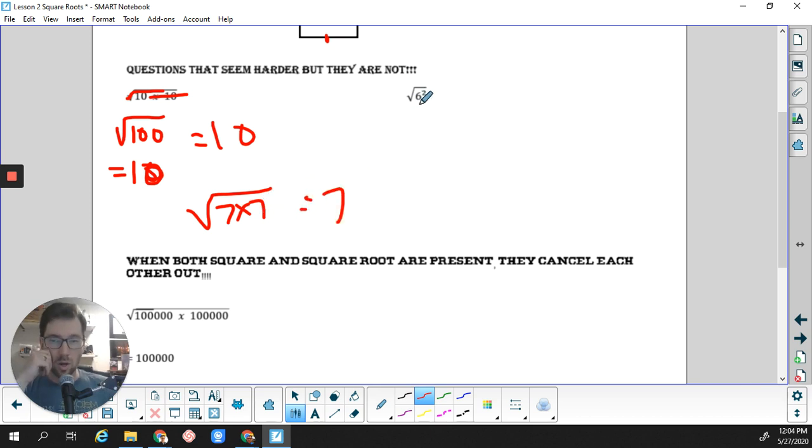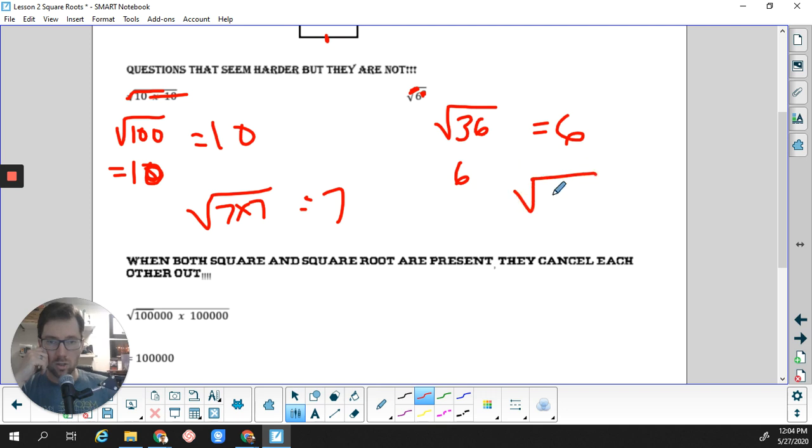Let's try this. The square root of 6 squared. So we could do the same thing here. We could solve, okay, what's 6 squared? 36. What times what makes 36? 6. But we could also go, okay, the square root and the square cancel each other. So we're left with 6.